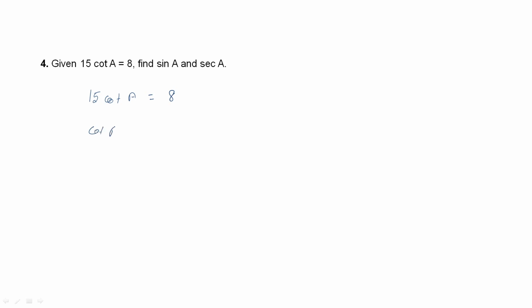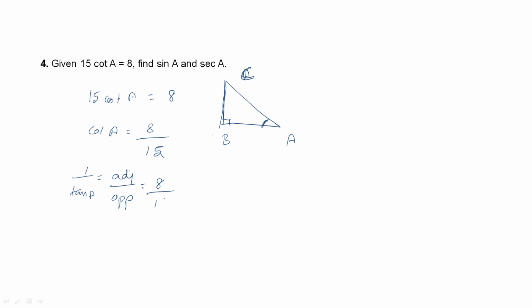Given 15 cot A is equal to 8. So what is cot A? Equal to 8 by 15. Okay. So let's draw a triangle ABC. Right angle triangle. Please consider this as right angle. So cot A, this is angle A. So what is cot A? Cot A is 1 by tan A. So that means adjacent by opposite is 8 by 15. Okay. So this is what is given.